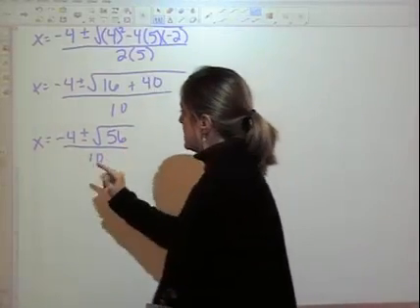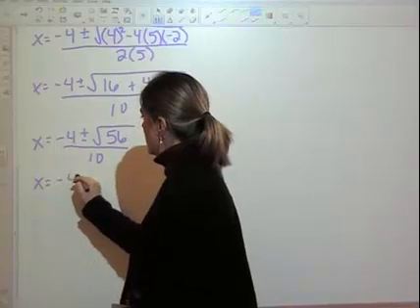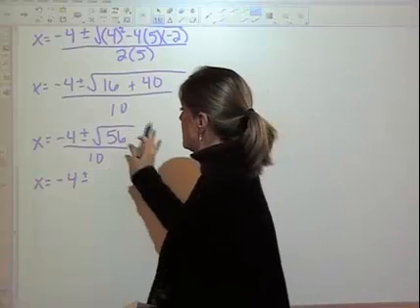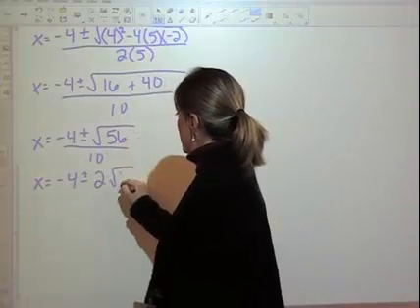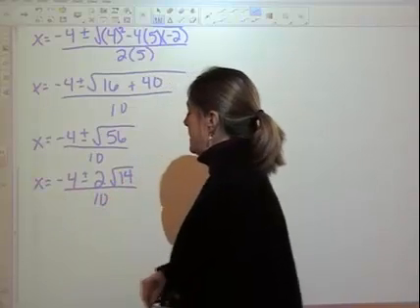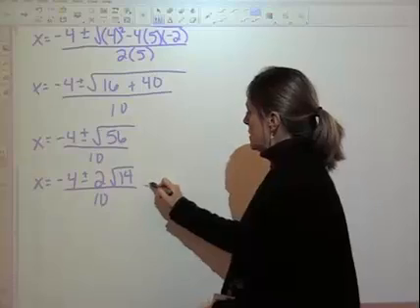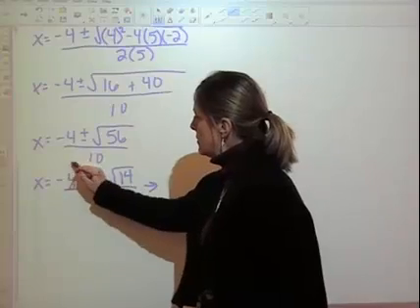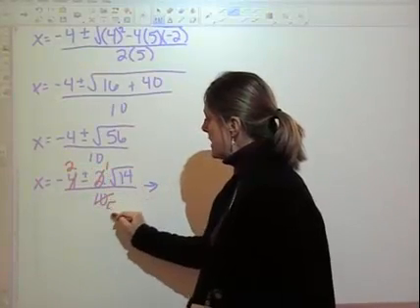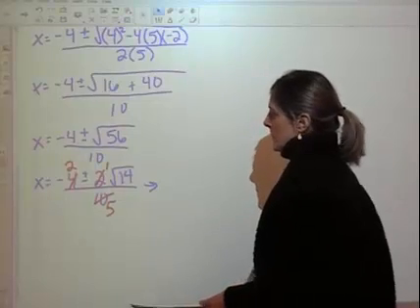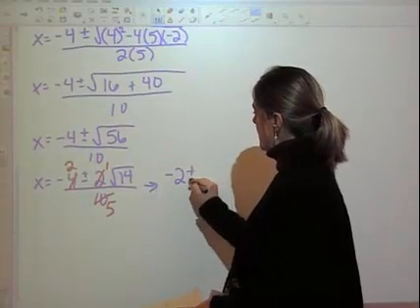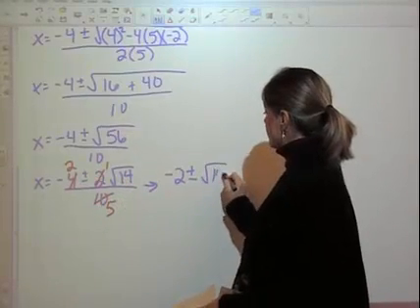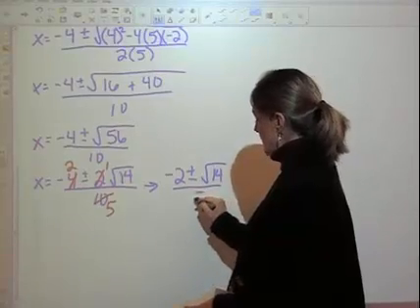And then we can break down that square root of 56, and that becomes 4 times 14, so the square root of 4 becomes 2, and we still have that 14 inside. That becomes a 10. So then that can simplify. You can divide each of these by 2. So that becomes a 2, that becomes a 1, and that becomes a 5. So we get negative 2 plus or minus, you can write the 1, you don't have to, it doesn't really matter, square root of 14 all over 5.